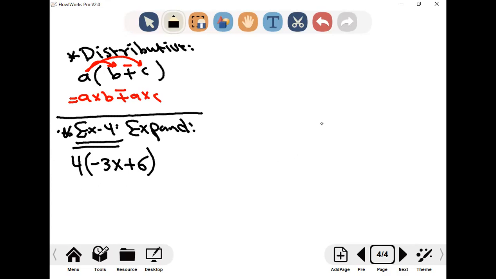Okay? So here what I will do, look at the board and understand. 4 with negative 3x equals 4 multiply negative 3, and the x comes down, I have nothing to do with it. Now 4 multiply what? 6. Is this visible? Let's go to the check.